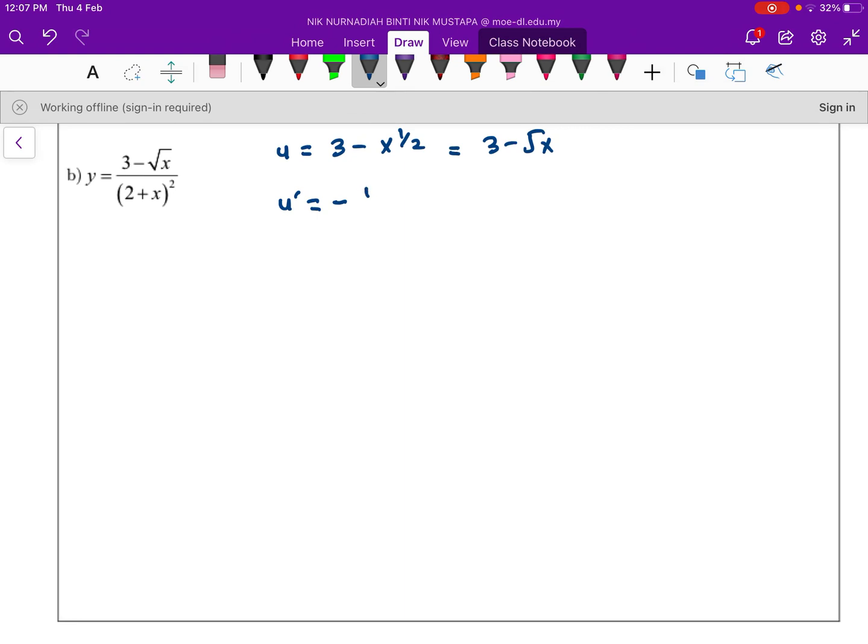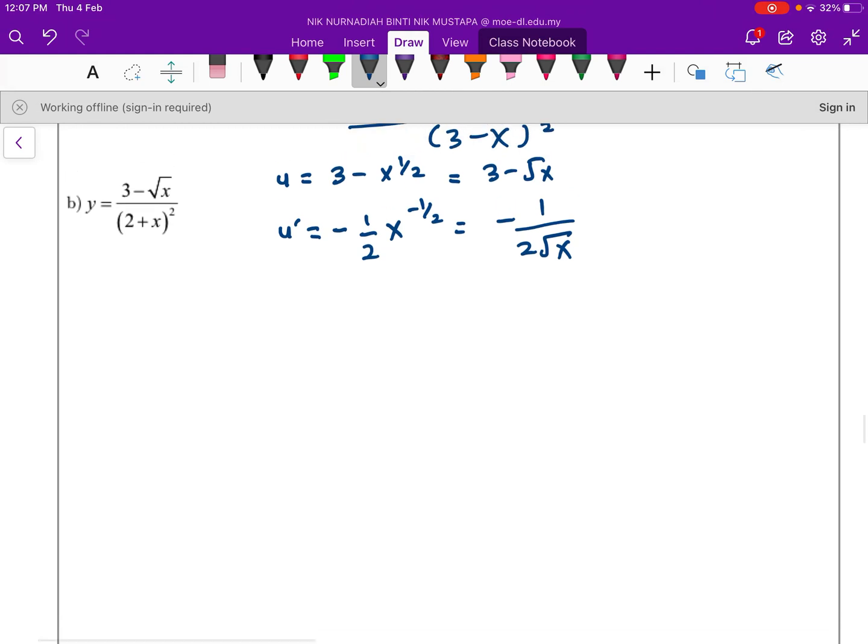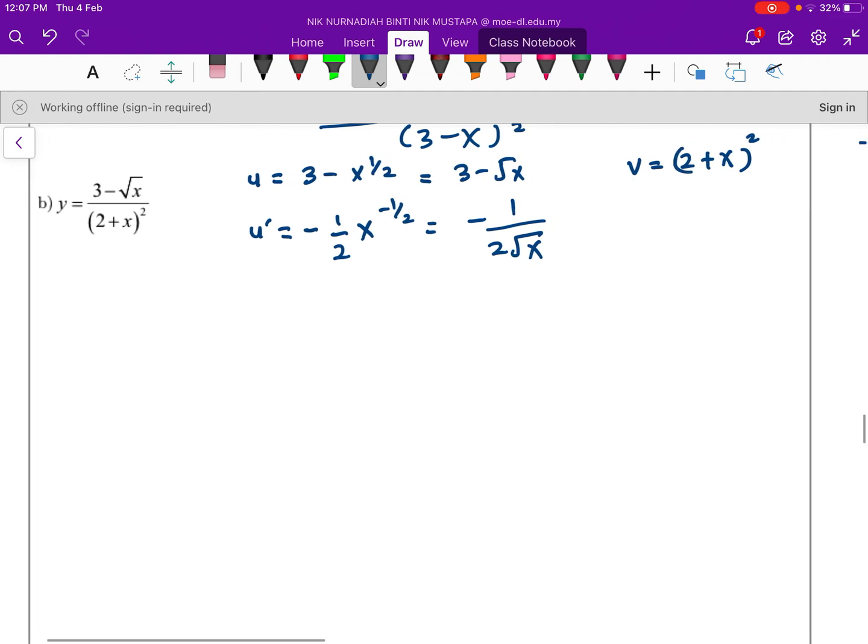Okay, bring down power, reduce power. It will become negative 1 over 2 x to the power of negative 1 over 2. Okay, cantikkan dia, dia akan jadi negative 1/2 set x. Kenapa set x? Sebab half, the power of half is equal to set, right? And then, bila negative tu maksudnya dia berada di bawah. So, that's why it become negative 1 over 2 set x. And then, our v is equal to 2 plus x square.